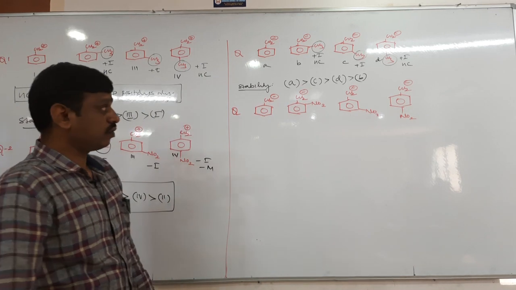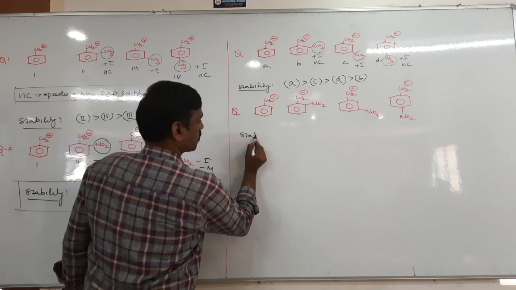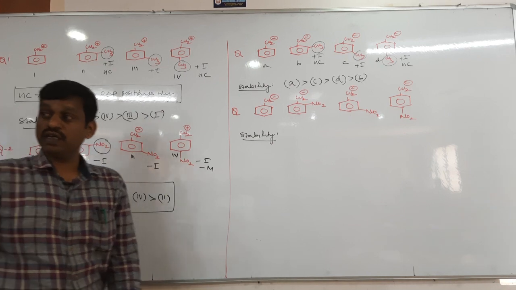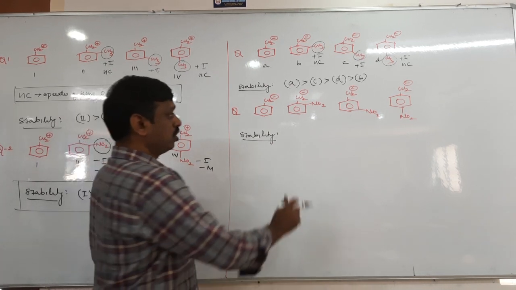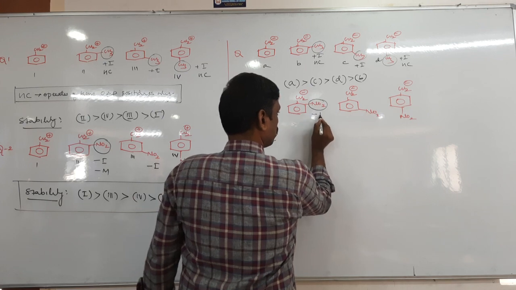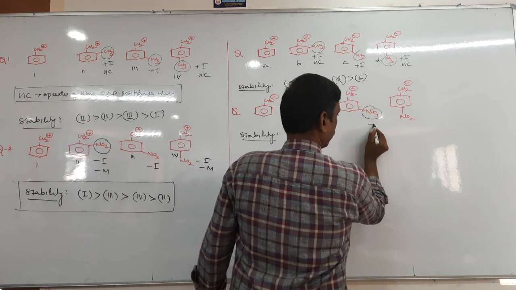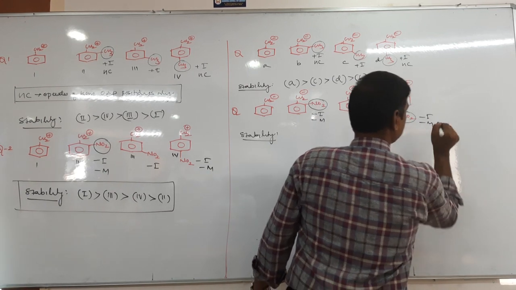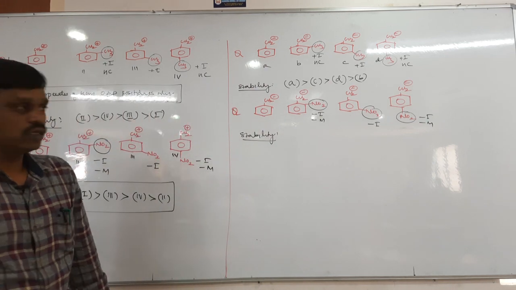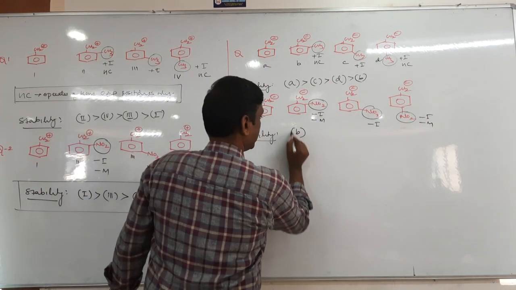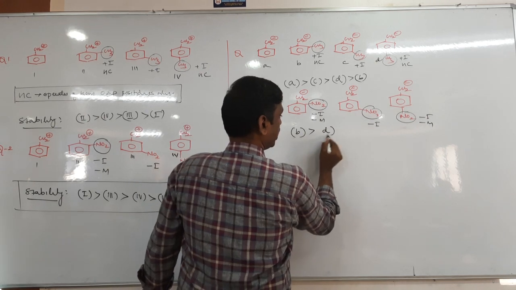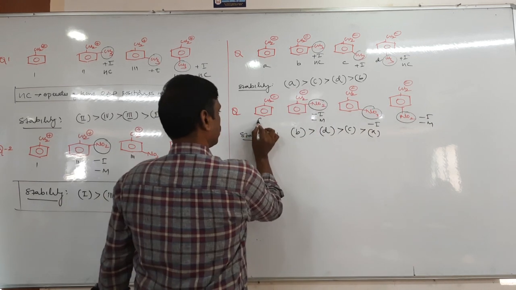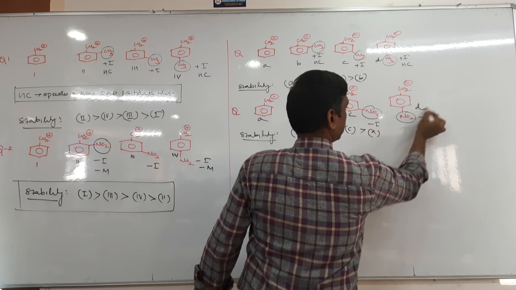Tell me, what is the order of stability? The stability of carbanion increases when there is an electron withdrawing group. NO2 is an electron withdrawing group due to minus I and minus M. At the para position, it shows minus I as well as minus M. So which is most stable? B is most stable, then D, then C, then A. Therefore, A, B, C, D.